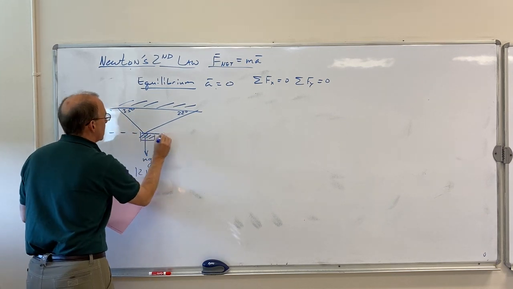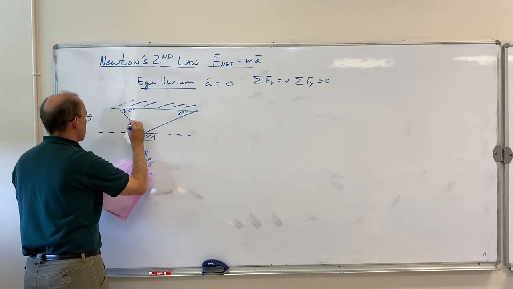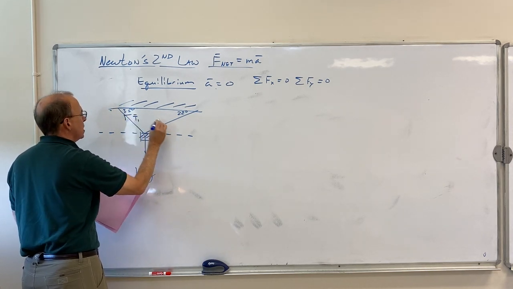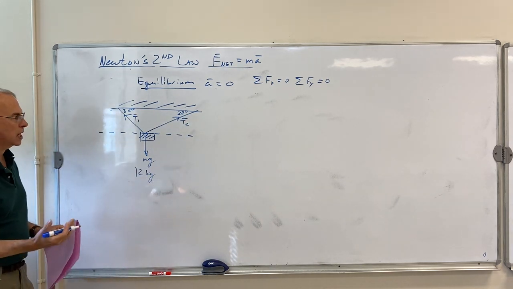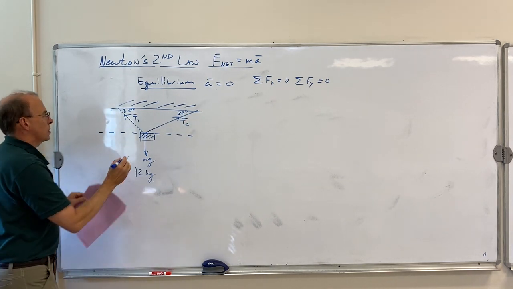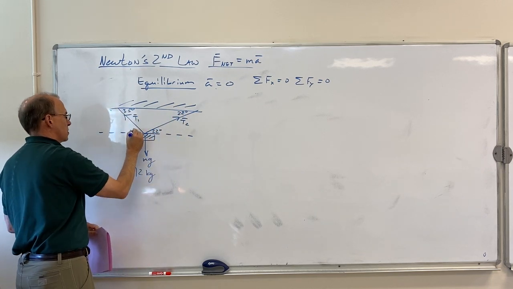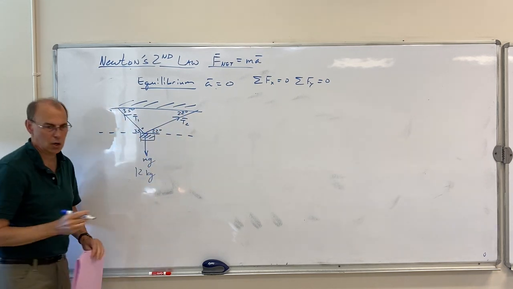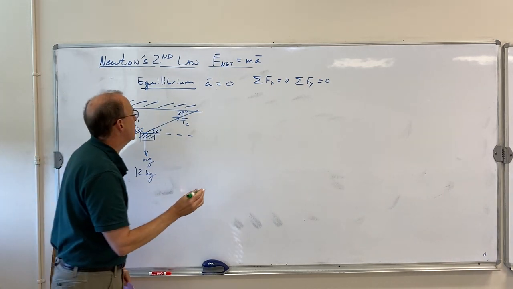And it's hanging by cables, so these are tensions. I've got a tension T1 here. This is a tension T2. These tensions are not equal because these angles are not equal. So if this angle is 22, this one is 22. If this angle is 35, this one is 35. Your geometry teacher taught you that. Those are alternate interior angles.